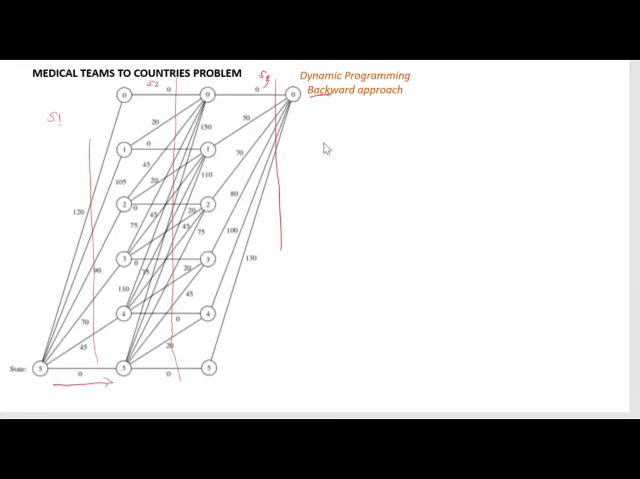So let's start analyzing this problem. First off, let's start on this state 5. What's challenging here is that we have the same numbers in each stage. That's why it's very useful if you categorize it into stages. Now let's create our table.